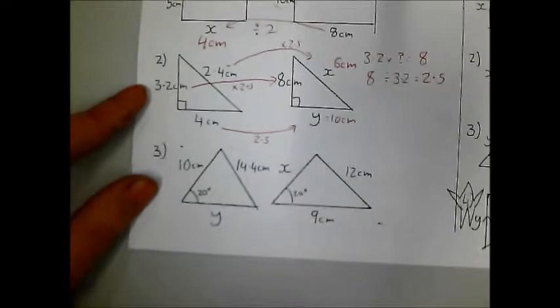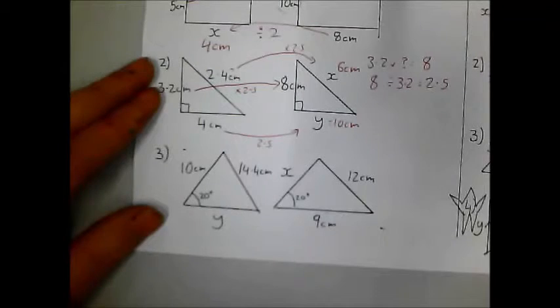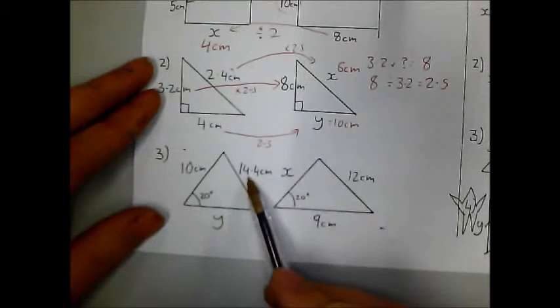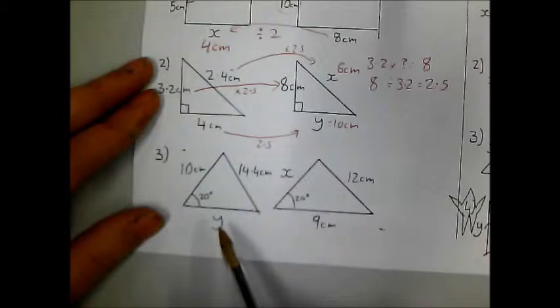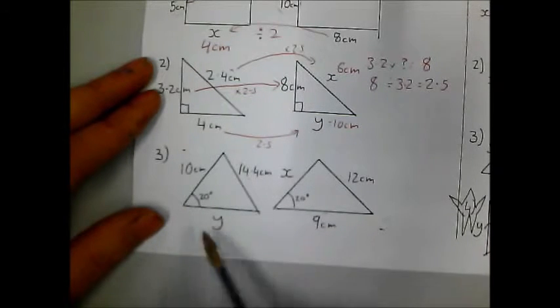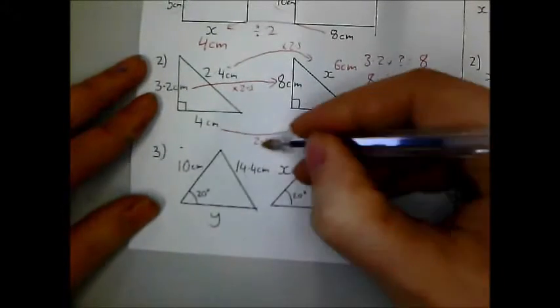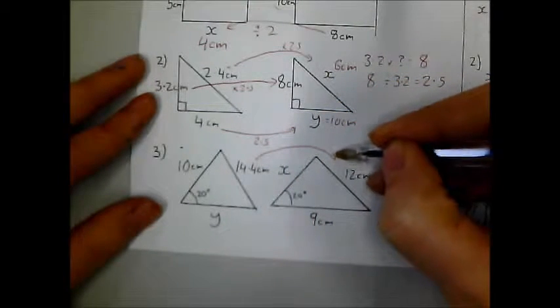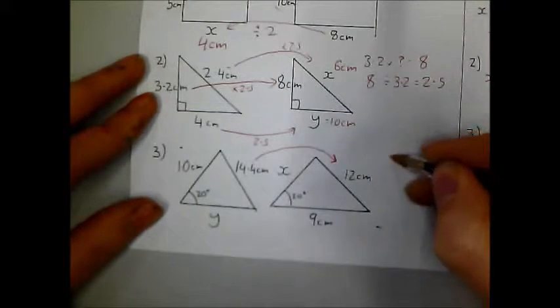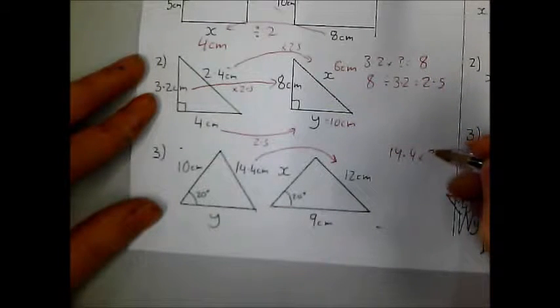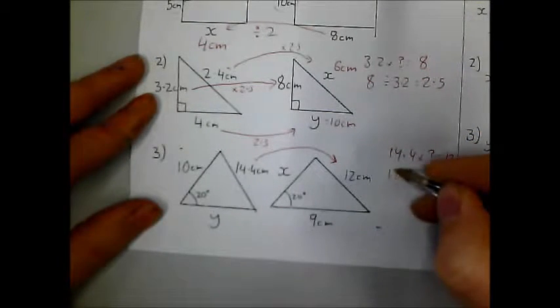Okay, question 3. Now, these triangles are in the same orientation. I've got my 20-degree angle in the right place. So, I've got information with 14.4 and 12. Now in this case, I've got one piece of missing information on both triangles, so it doesn't really matter which way I go from. I'm going to go from left to right, so I'm going to go from 14.4 to 12. So 14.4 multiplied by something gives me 12. So 12 divided by 14.4 gives me my scale factor.